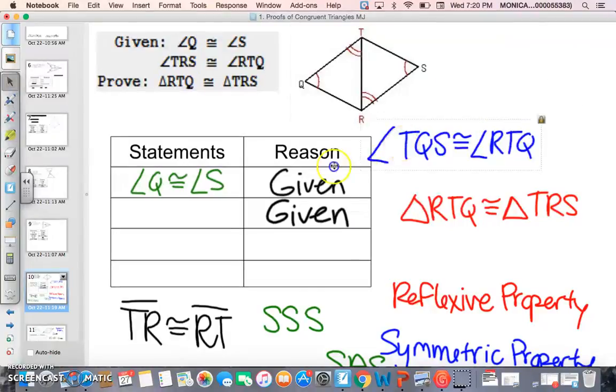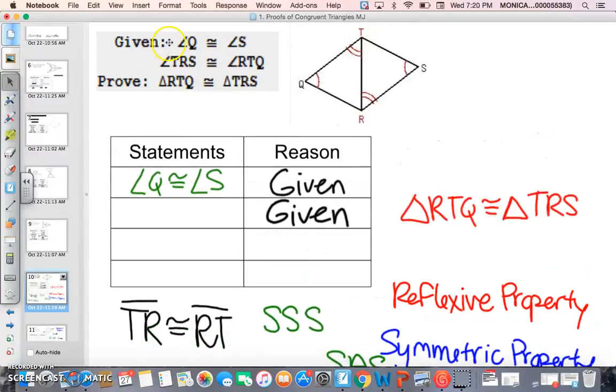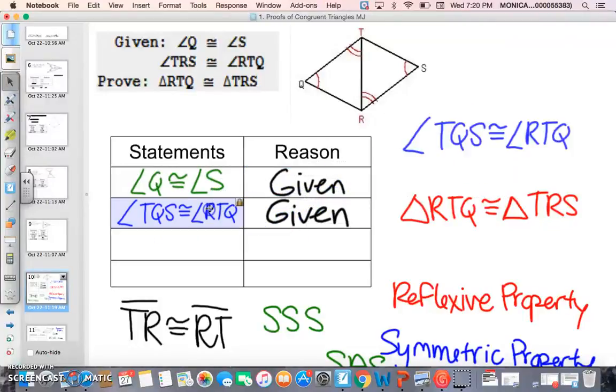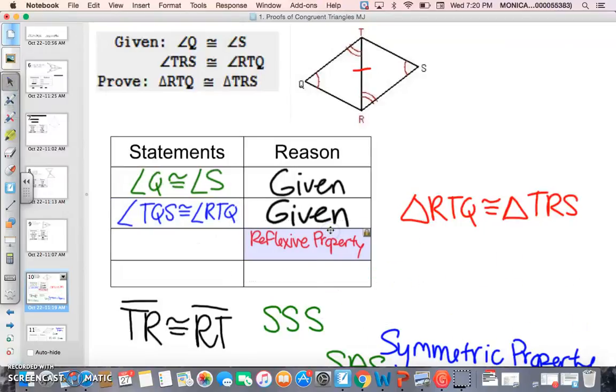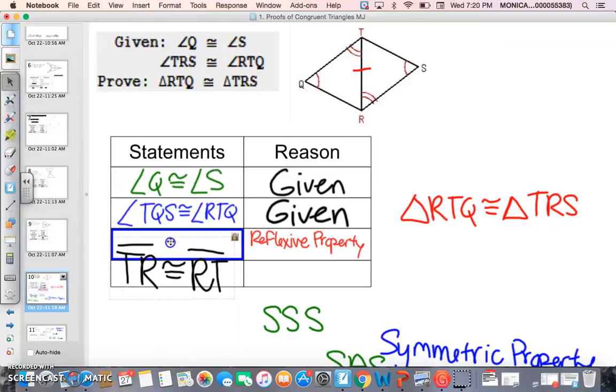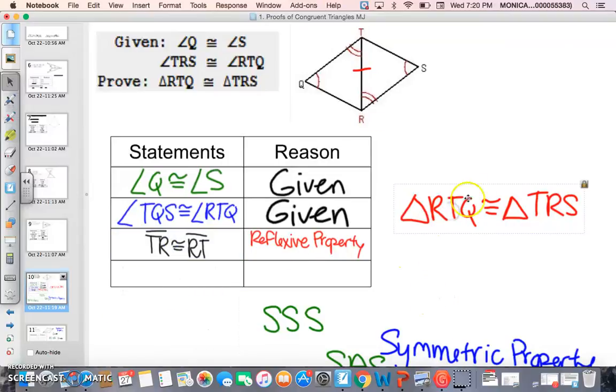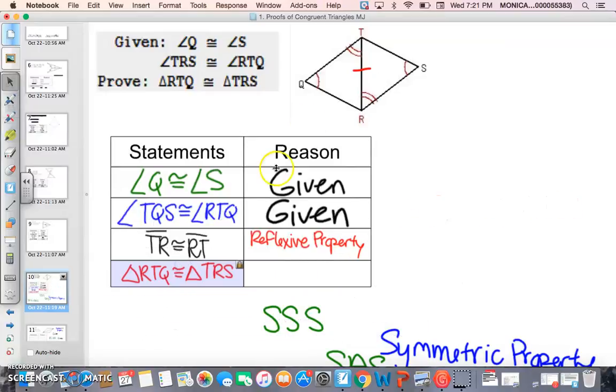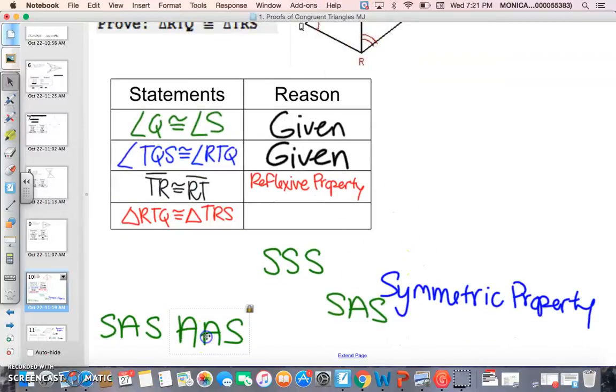All right, so I've got my two angles marked that are congruent. Now, what else can I see? They share this side. And that side is what we call the reflexive property or symmetric property. In this case, I'm going to use reflexive, and I'm going to call it TR and RT. And lastly, I can say that these two triangles are in fact congruent because we've got angle, angle, and a side. So that would be angle, angle, side right here.